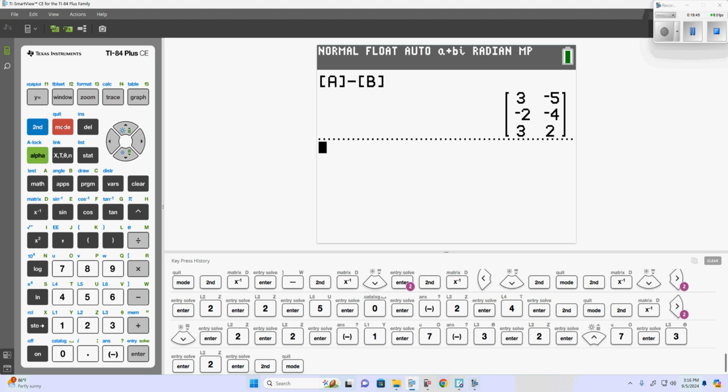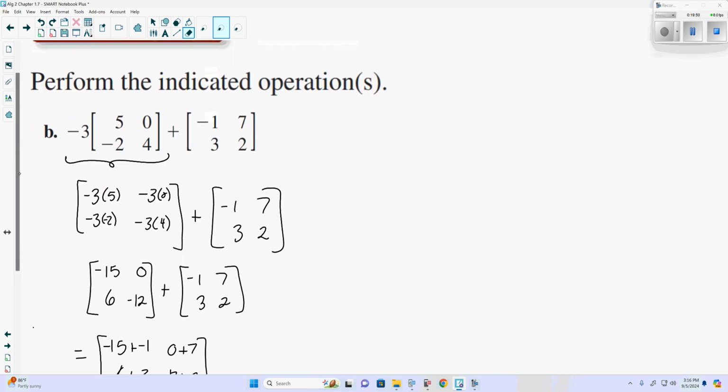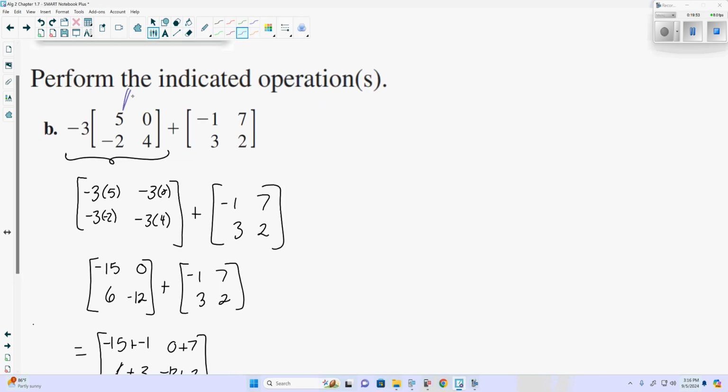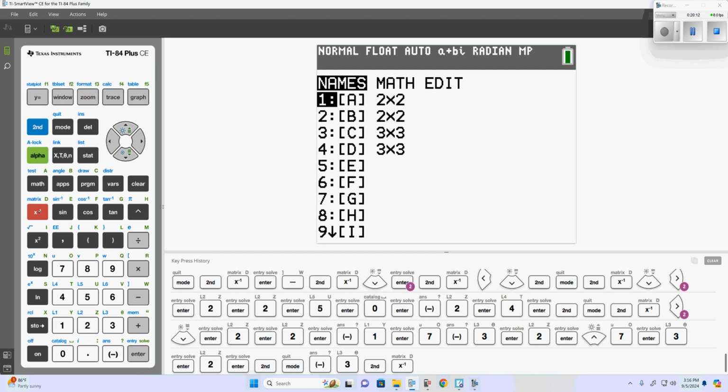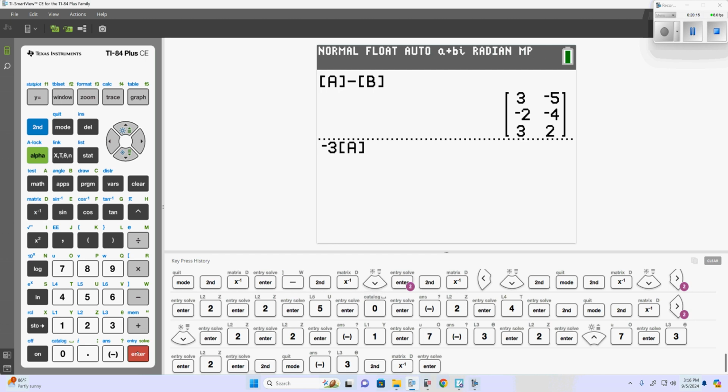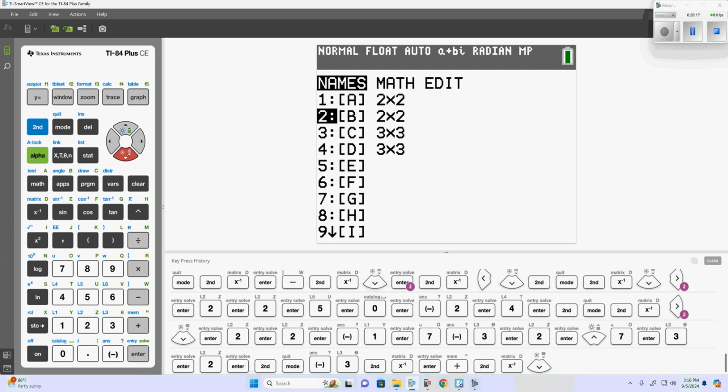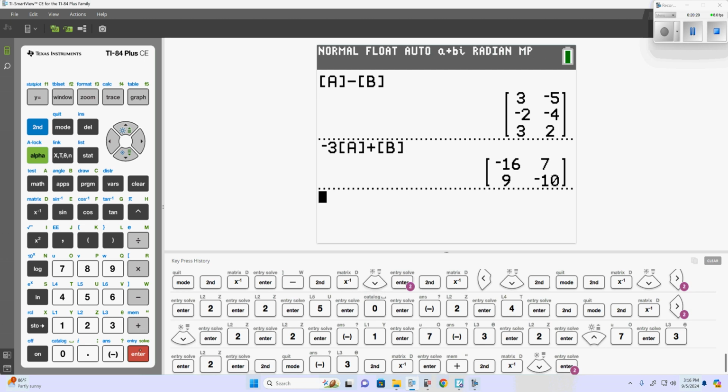Now, if we look at the problem, just so we can see how this looks, here we've defined this one as A and this one as B, so we'll say that we're having negative 3 times A plus B. So guys, in the graphing calculator, the first thing we'll type is negative 3. And then we need to recall matrix A. So second matrix A plus second matrix B. And that does give us the same matrix.